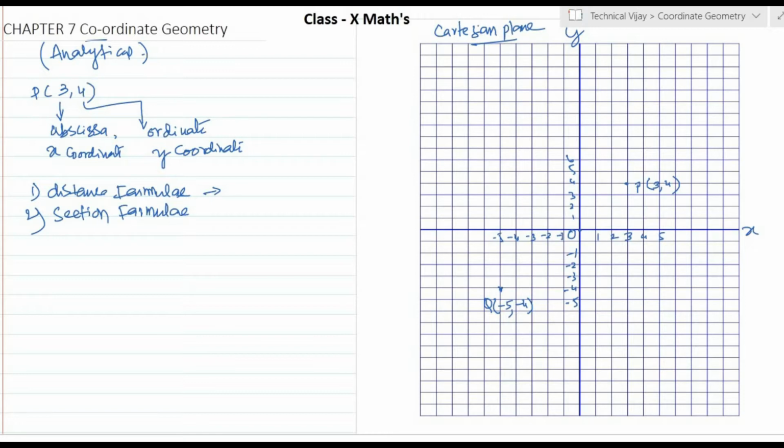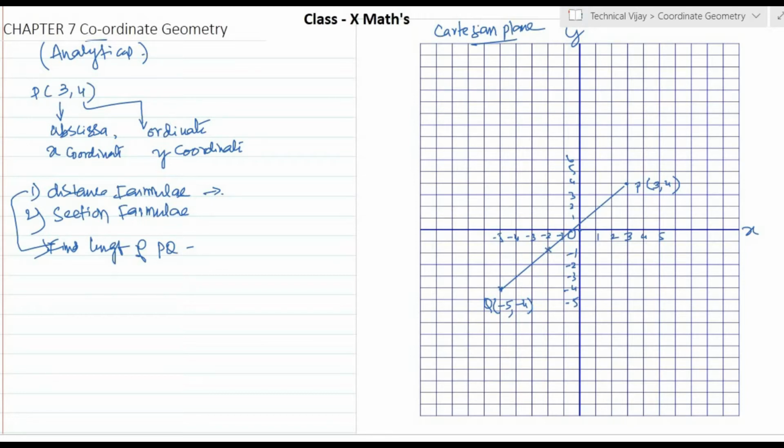And here, suppose I join this one. So now I have joined these points P and Q. To find the length of PQ, we use this distance formula. This distance formula is used to find the length of PQ. And what is the section formula?